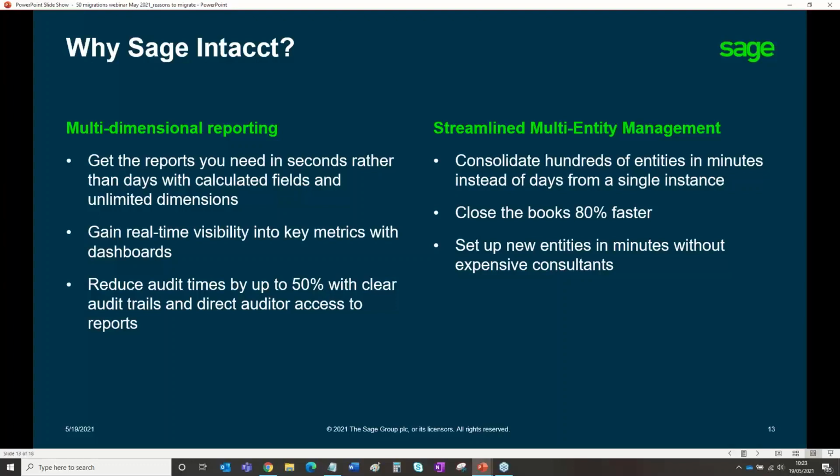Also, streamlined multi-entity management. As we're talking about businesses in a growth period, it's really critical that they have this offering available. You can consolidate hundreds of entities in minutes instead of days from this one instance. You've got one single source of truth. You can close your books significantly faster, and you can set up new entities in minutes without the expensive consultants, which I mentioned before, we know has been a challenge and a pain point for customers in the past.